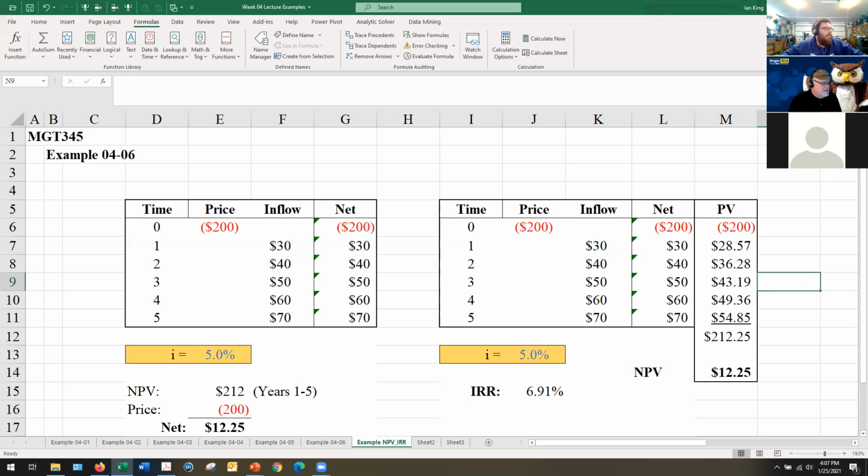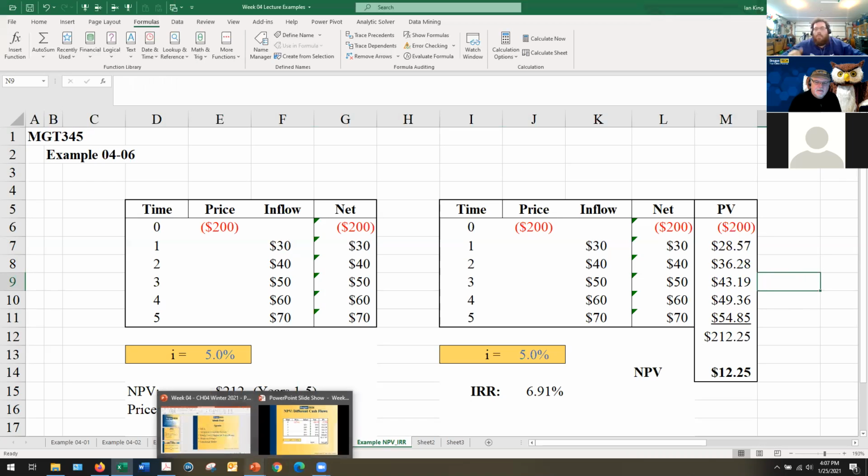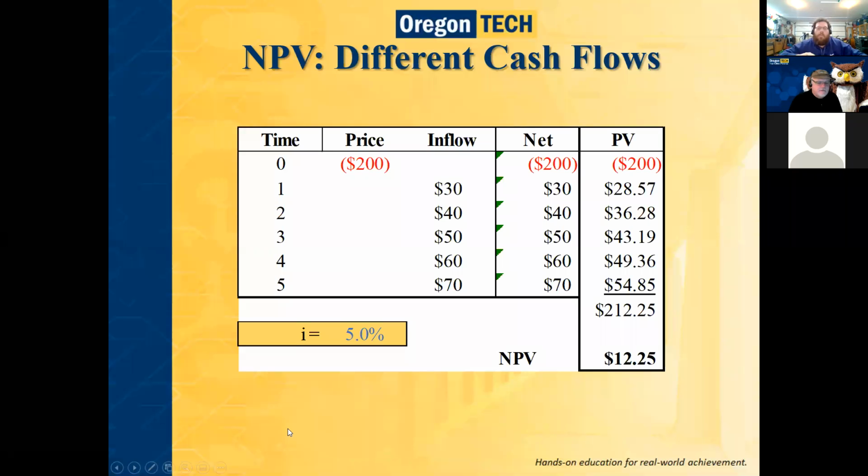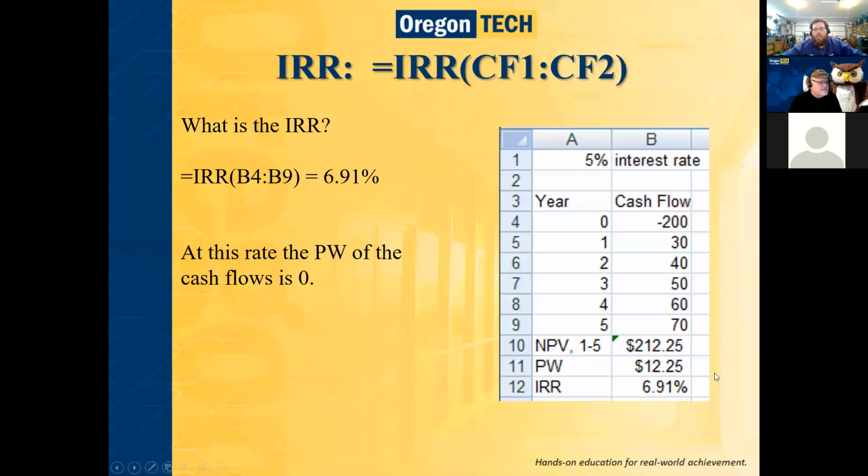You with me on this? I'm skipping through stuff pretty fast. Now then, internal rate of return. Cool, it's a beautiful thing. As a function, with internal rate of return, all you have to do is highlight everything, and it spits out a percentage for you.